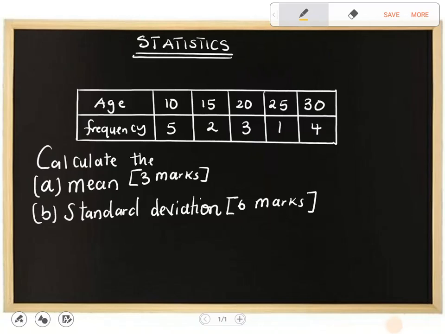All right, ladies and gentlemen, I have a question here under statistics, and it says calculate the mean and the standard deviation. So we have age and frequency grouped in a table, and this is grouped data, by the way. So how do we find the mean and how do we find the standard deviation of the grouped data? Now, to do this, let's dive into the solution themselves.